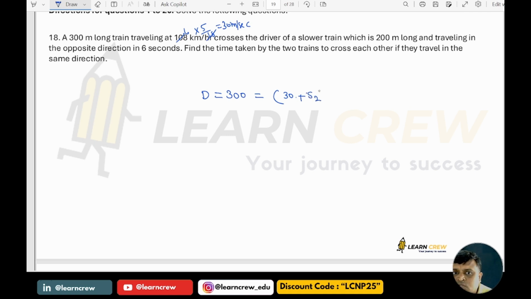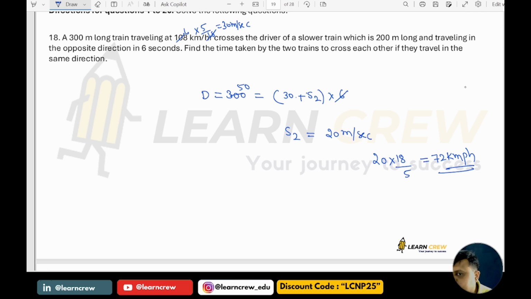Second speed is not known. And what is the time taken? 6. So 650s are 300. Thereby S2 would be 50 minus 30, which is 20 meters per second. In terms of kilometer per hour, 20 into 18 by 5, which is equal to 72 kilometer per hour. 72 kilometer per hour.